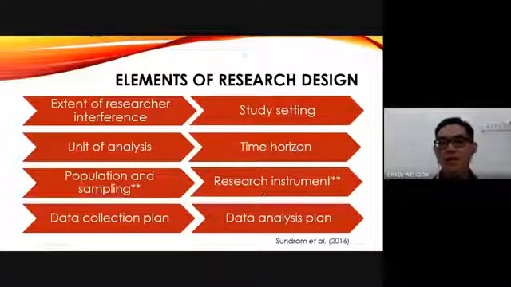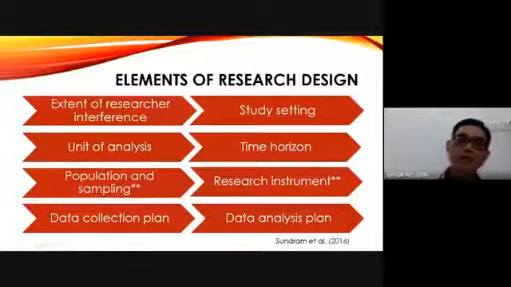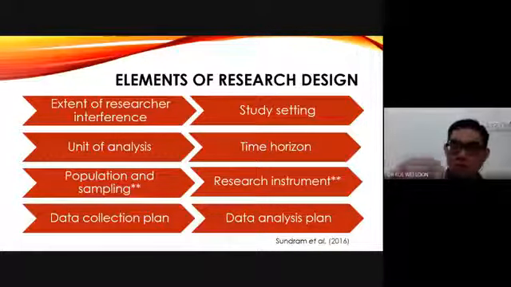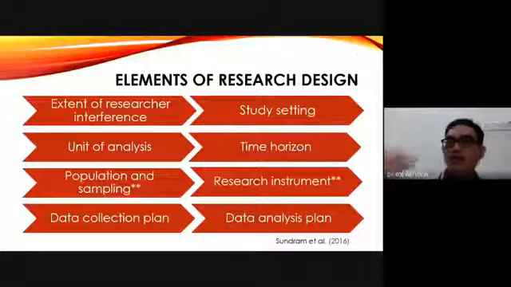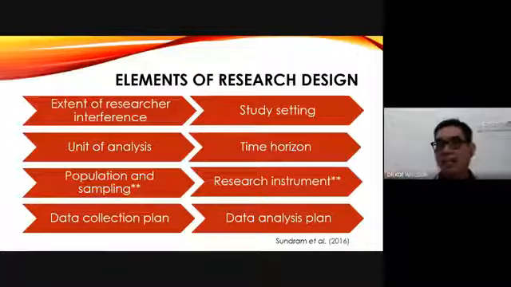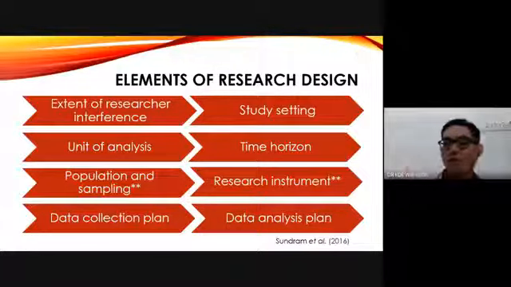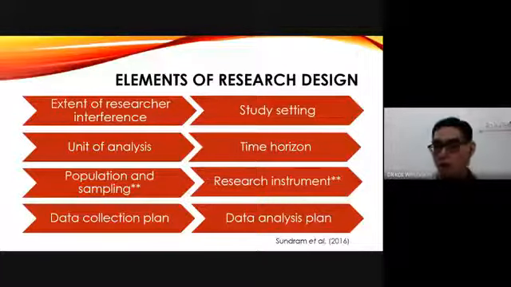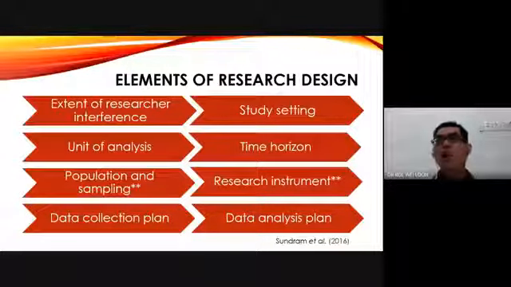But if we look at this slide, it actually summarizes what you should write in your research design. These are all the things that you should have in your chapter 3 later on. That means that when you write your research design, you make sure that you write down all these things. So how to present them?